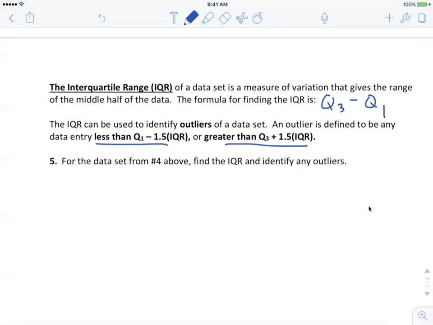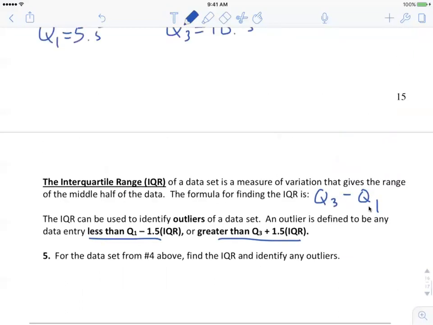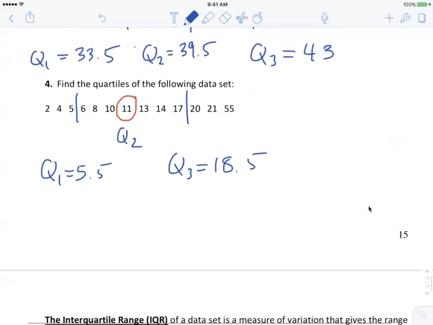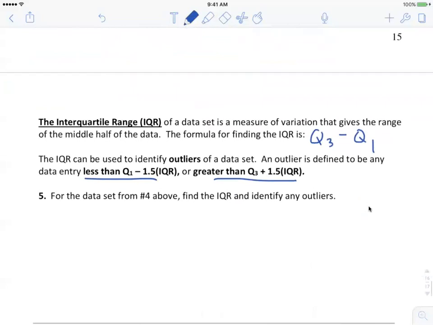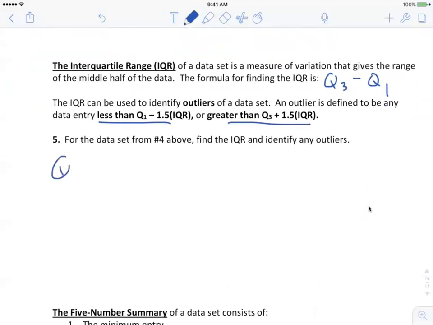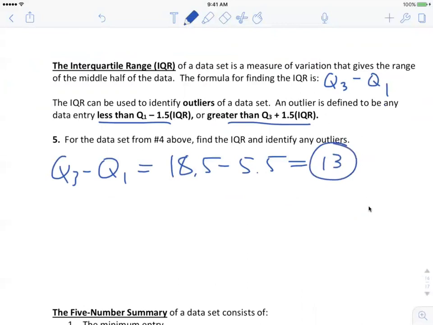We're gonna find, for the data set from number 4 above, the IQR and identify any outliers. Okay, so we're talking about this data set here from number 4. The IQR is Q3 minus Q1, 18.5 minus 5.5. So Q3 minus Q1, 18.5 minus 5.5 is 13. Cool.